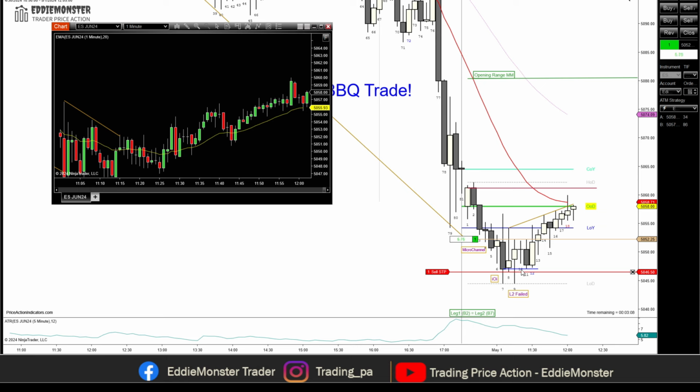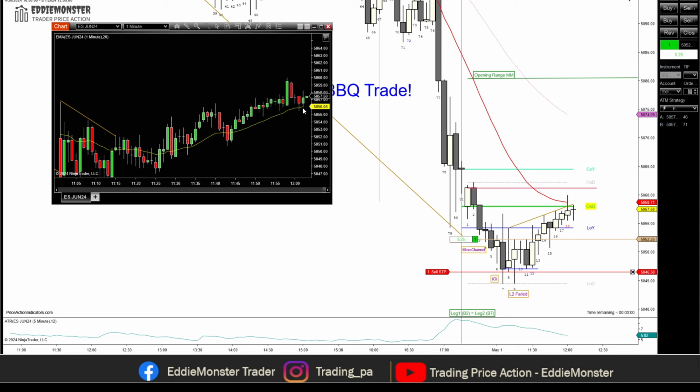So far it's looking good. So you see here it's testing the moving average after more than 10 bars up, and it's failing right now. So if we have a follow-through above this bar, then we'll accelerate up probably.